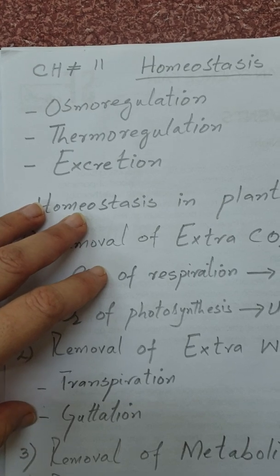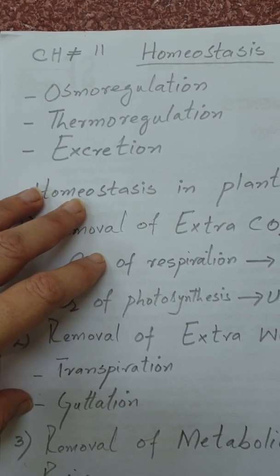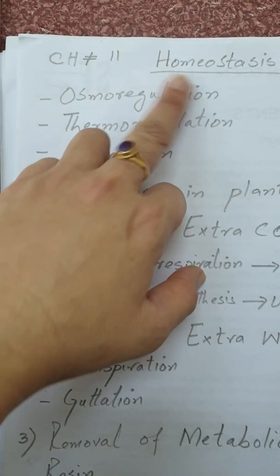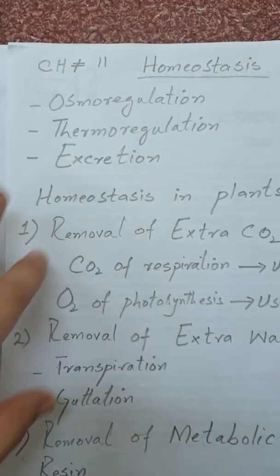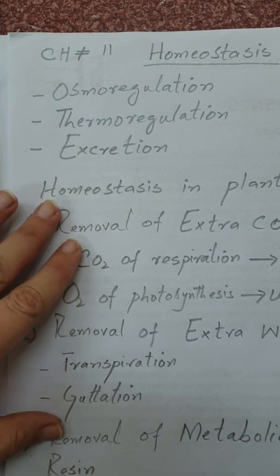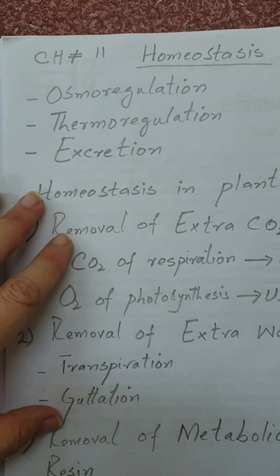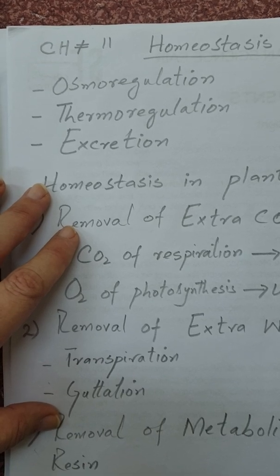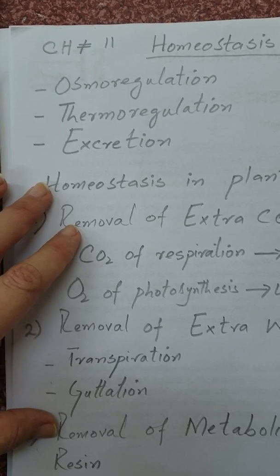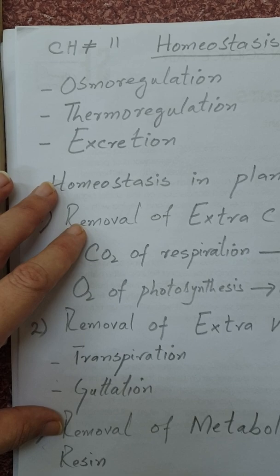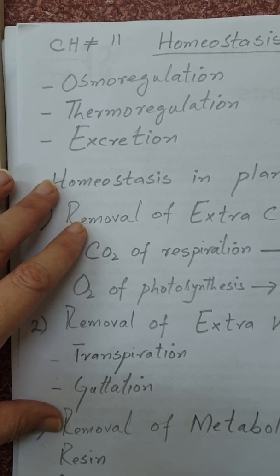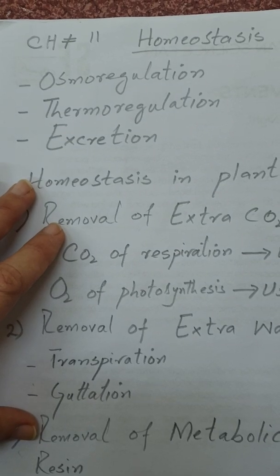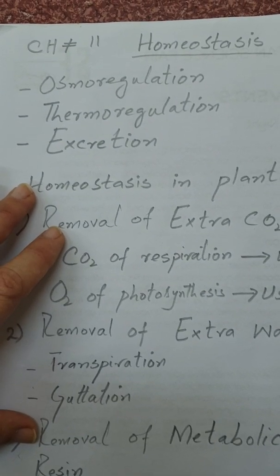Class 10 students, your first term course will include, inshallah, chapter number 11, homeostasis, and chapter number 12, coordination and control. But only half of the chapter on coordination and control will be included, because that is a very lengthy chapter and you have to cover only half of it for the first term exam. First of all, we will start chapter number 11, homeostasis.